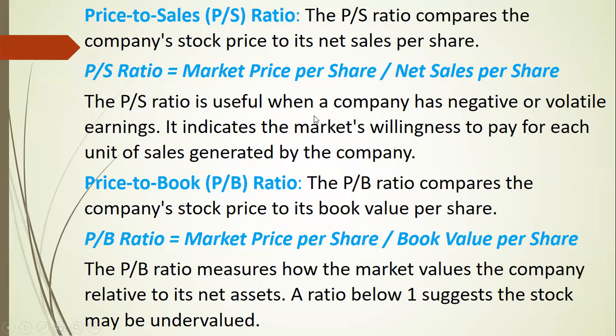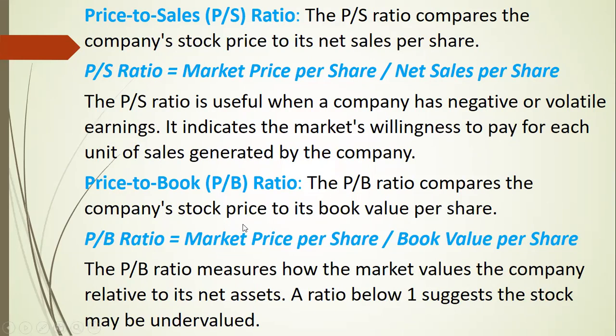Then this one is useful when a company has negative or volatile earnings. It indicates the market's willingness to pay for each unit of sales generated by the company. So here, when it's negative operations or volatile, you are going up, going down, isn't it? We measure with the price to sales ratio. Then we have price to book.